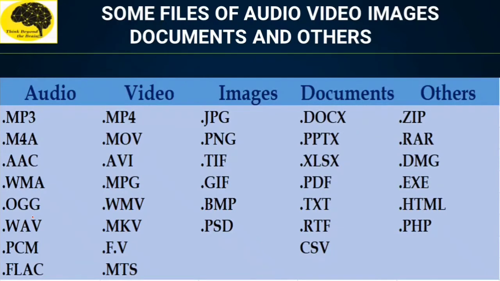There are some audio extensions, video extensions, image extensions, documents, and others. So let's get started. Now audio. Audio extensions come with MP3, M4A, AAC, WMA, OGG, WAV, PCM, and FLAC. I am not saying all of them together, because they are the extensions and they come one by one, like PowerPoint presentation.